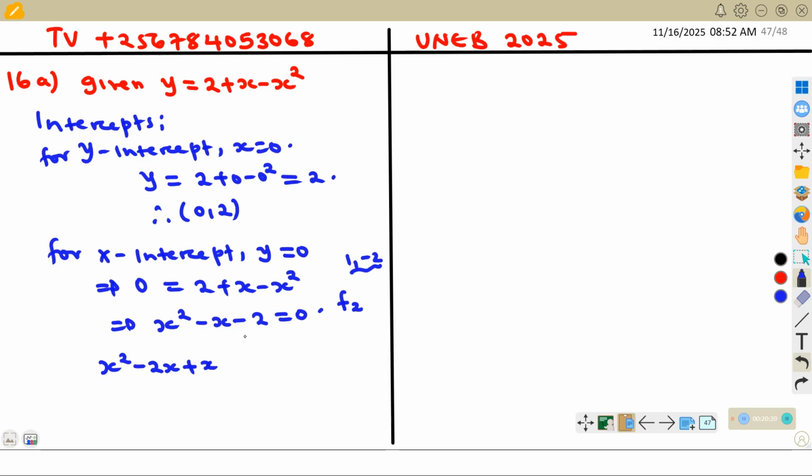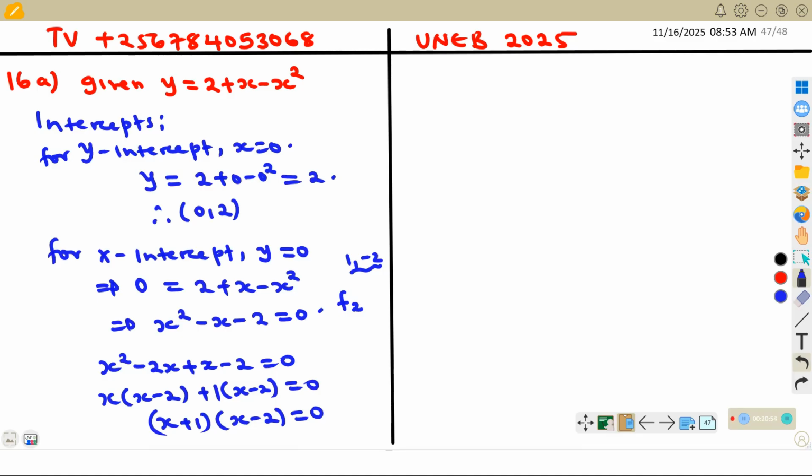When you multiply them together, you get -2. So minus 2x, then plus x minus 2 will be equal to 0. So x into x minus 2, open the same bracket, x minus 2. So here we shall put +1 equal to 0. So here x plus 1 into x minus 2 will be equal to 0. So either x will be equal to -1 or x will be equal to 2, giving us the points (-1, 0) and (2, 0). So we have got what we call the intercepts.